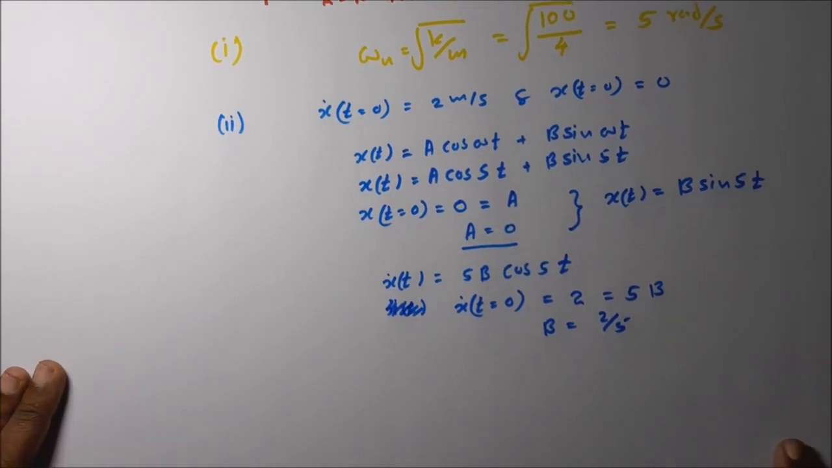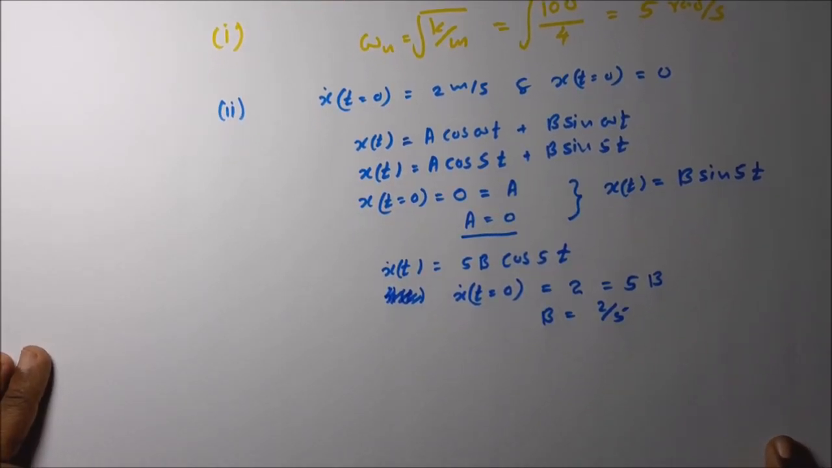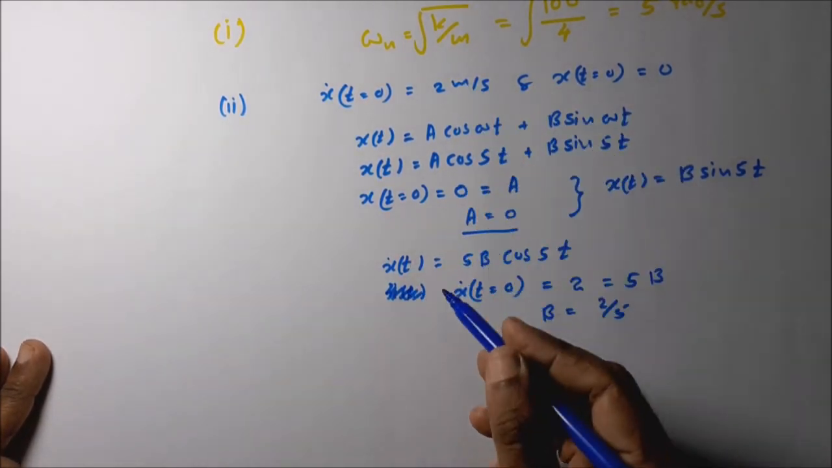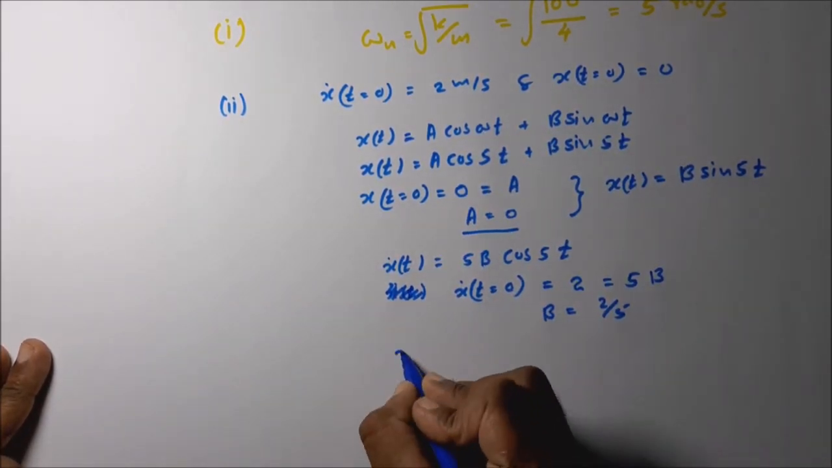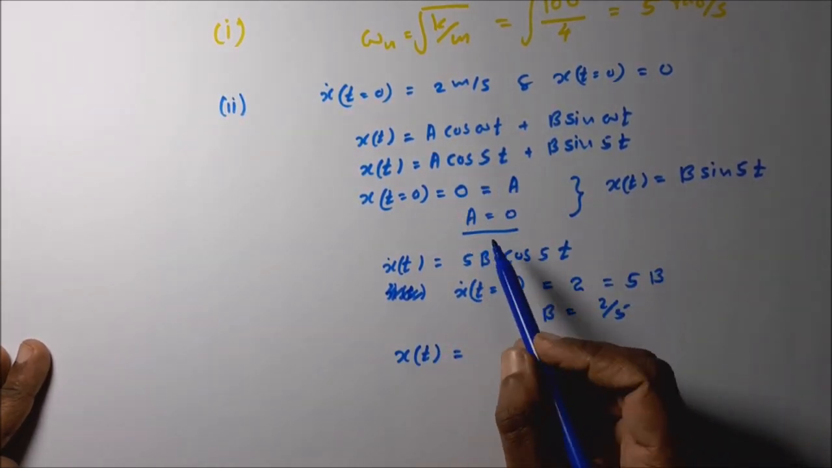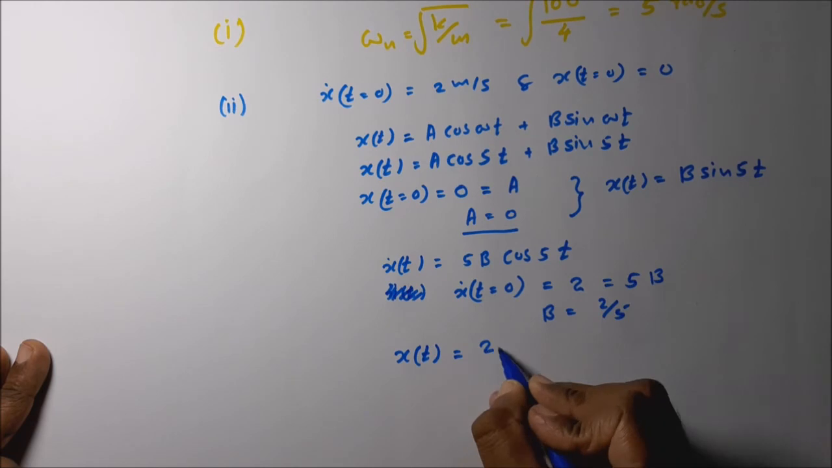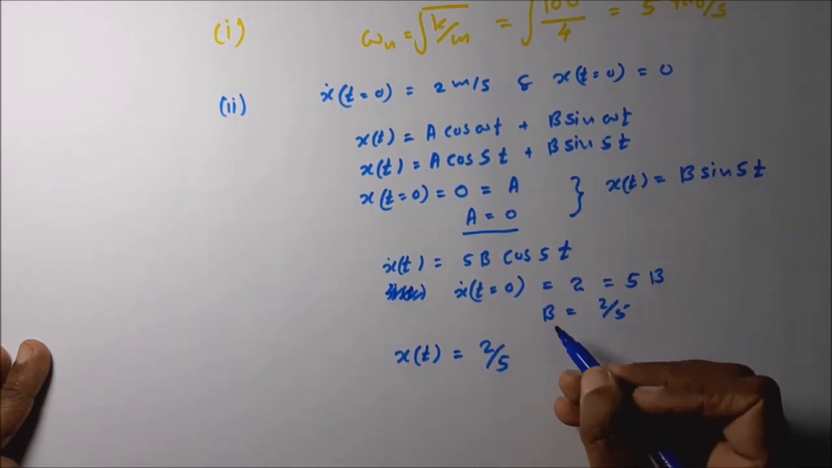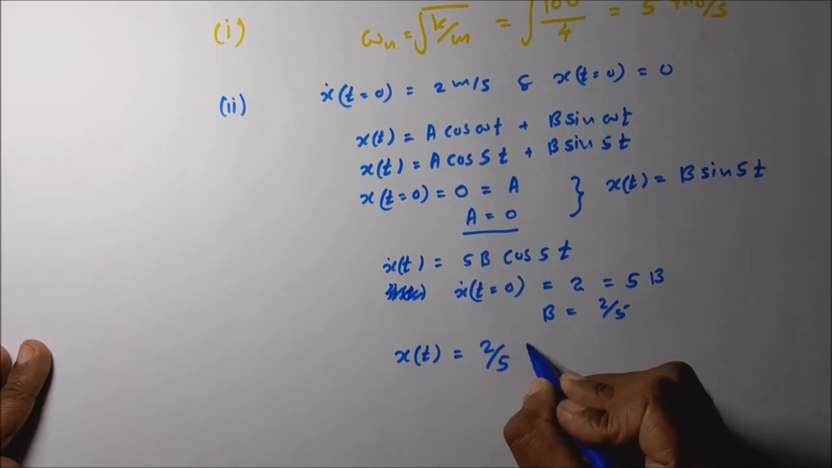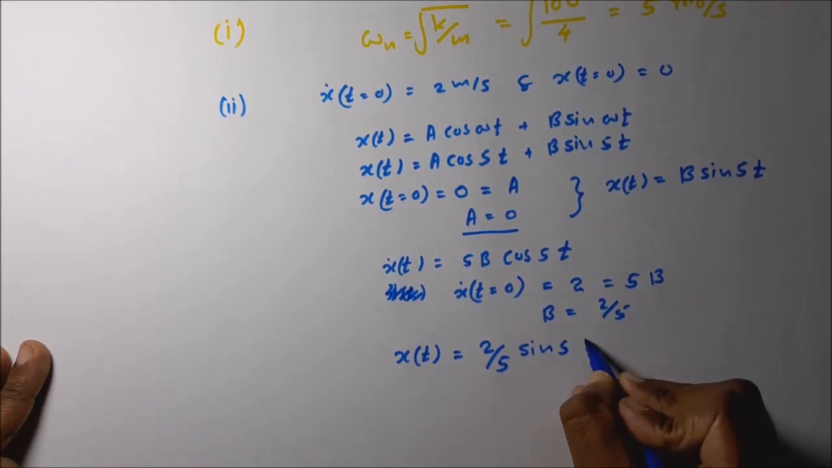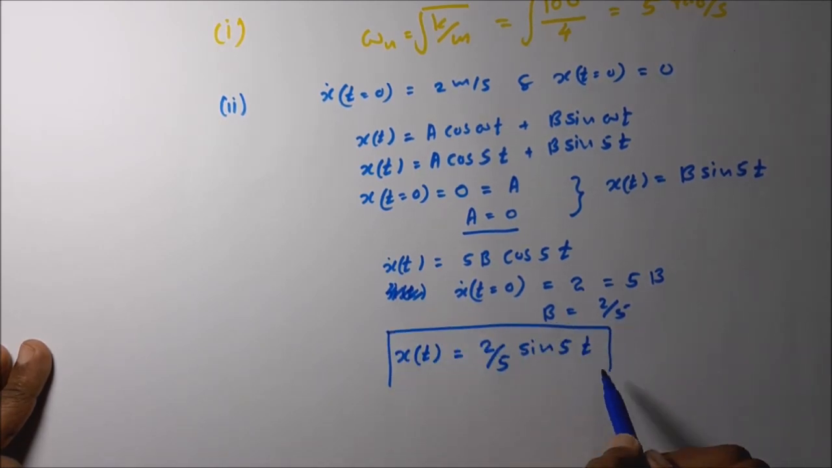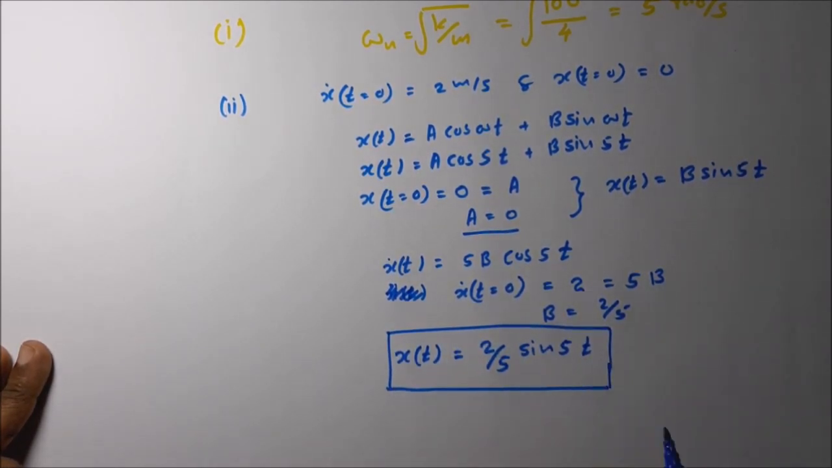Then the equation of motion of the system you can write this way. x(t) is equal to, a is equal to 0, b is 2 divided by φ. This is the equation of motion for this system. Okay.